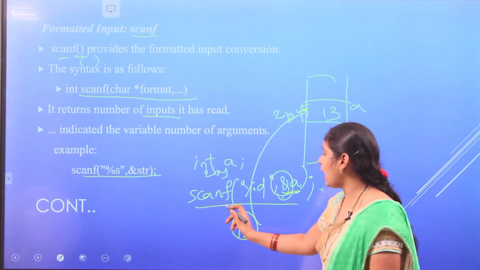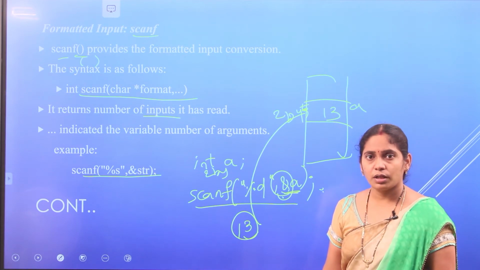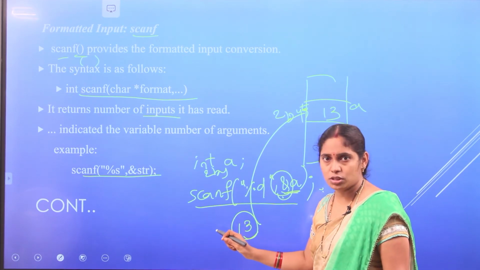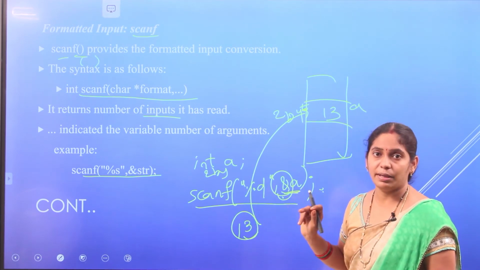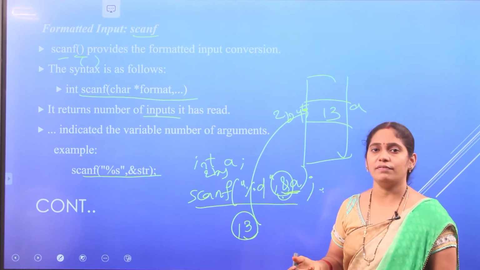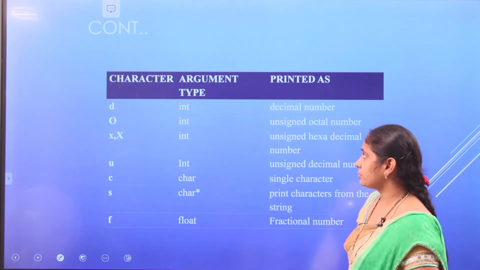Likewise, whichever type of value we want to use, that respective format specifier needs to be used, followed by the address operator and the variable name, in which variable, in which memory location, we want to store it. So this is about the scanf statement.